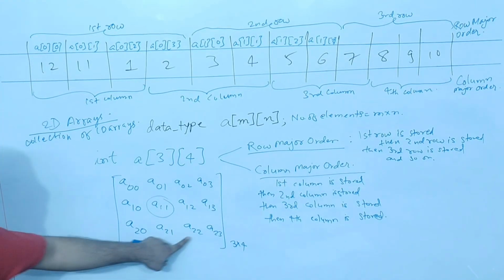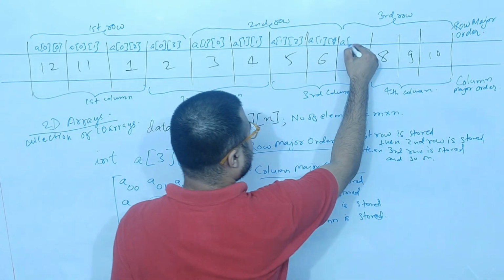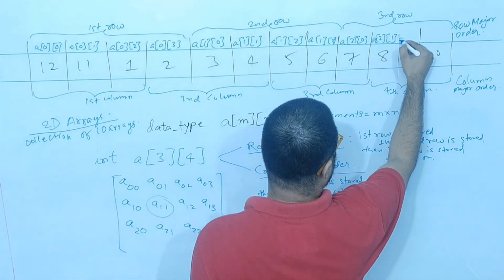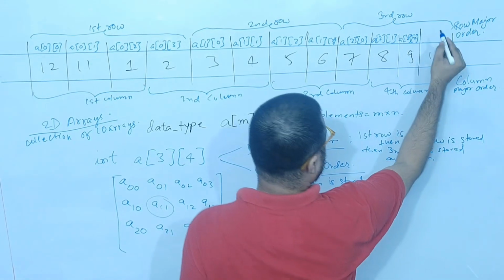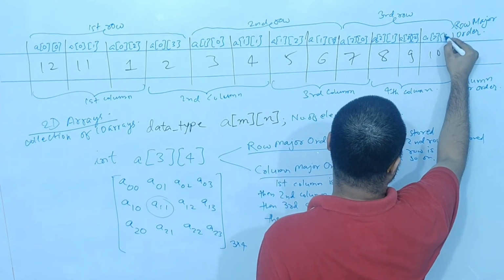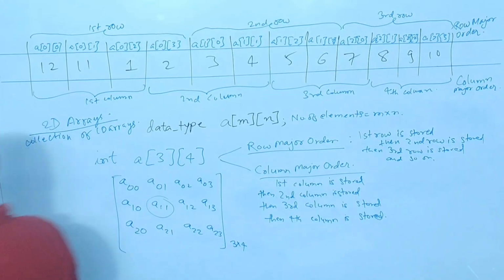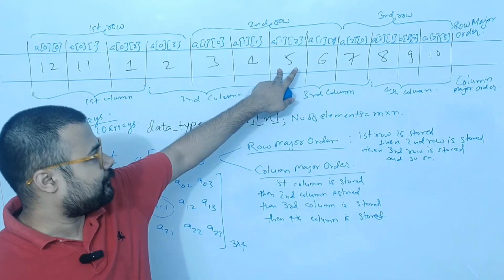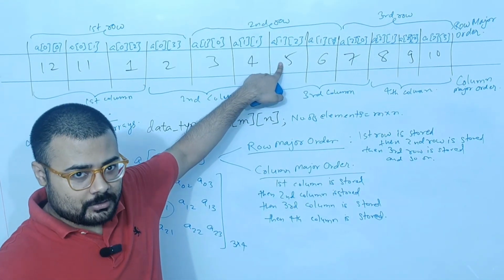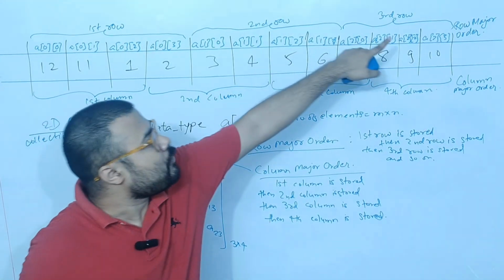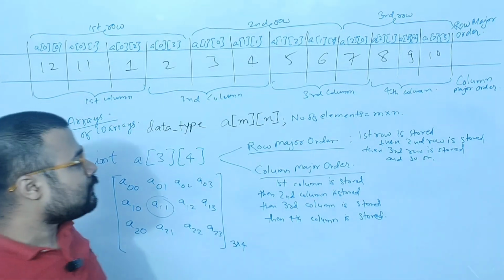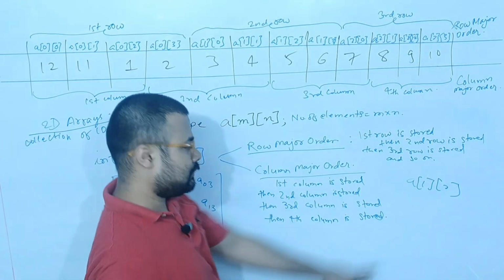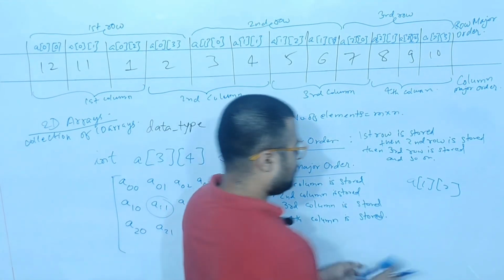Then A20, A21, A22, A23. This would be the index. Okay, so what is the index of 5? What is the index of this element? The index of this element in row major order is this, and this will give you 5. Okay.